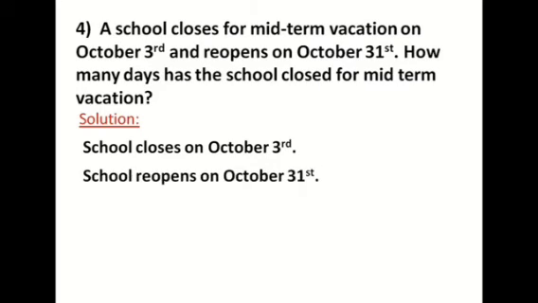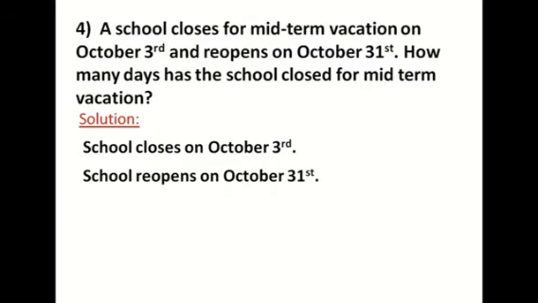Now, from when to when school was closed? Closes on 3rd means from 3rd the holiday started till 30th because 31st of October it reopens. So till 30th the school was closed. You have to find out how many days it was closed. So you have to count 3rd October and then till October 30th. How many days? Please count and find out how many days the school was closed for midterm vacation.